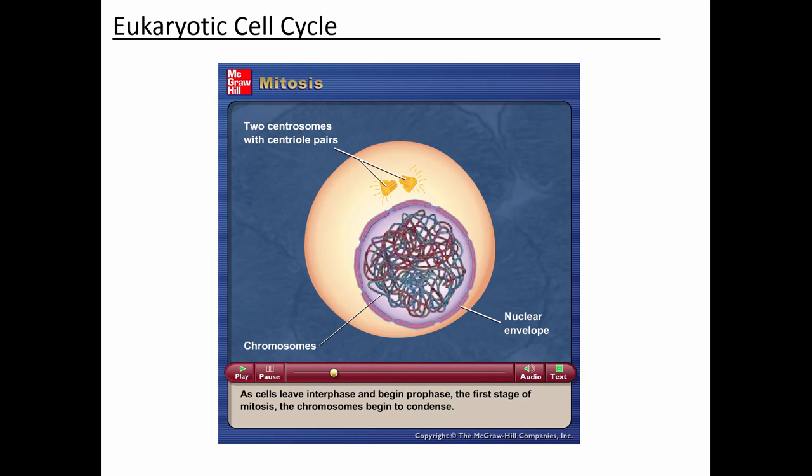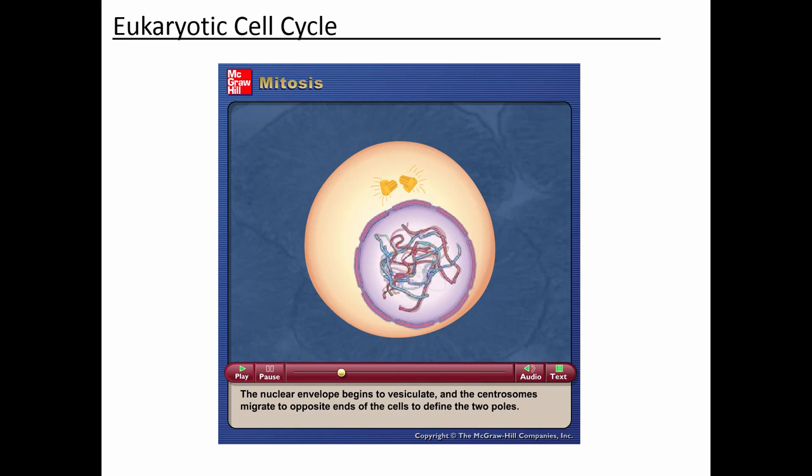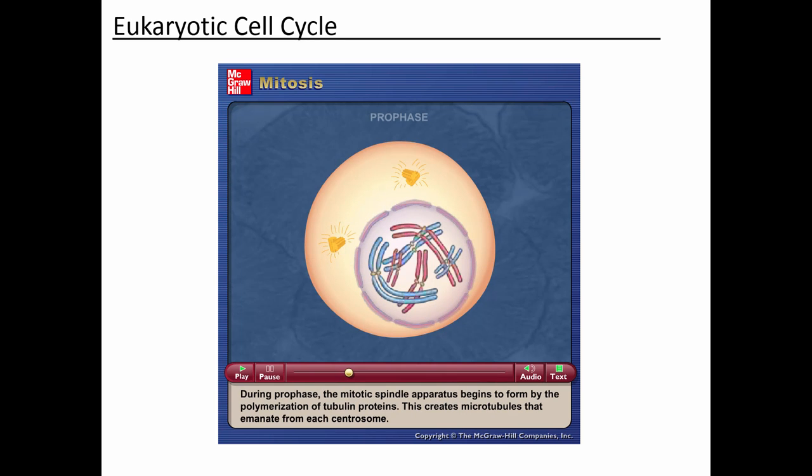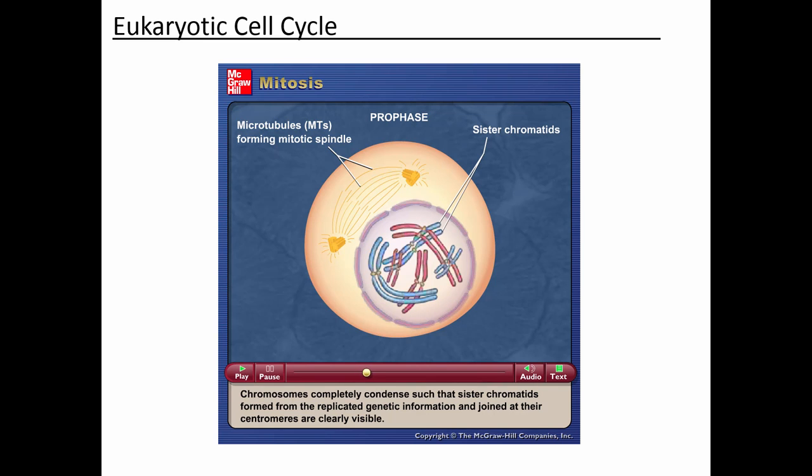As cells leave interphase and begin prophase, the first stage of mitosis, the chromosomes begin to condense. The nuclear envelope begins to vesiculate, and the centrosomes migrate to opposite ends of the cells to define the two poles. During prophase, the mitotic spindle apparatus begins to form by the polymerization of tubulin proteins. This creates microtubules that emanate from each centrosome. Chromosomes completely condense such that sister chromatids formed from the replicated genetic information and joined at their centromeres are clearly visible.